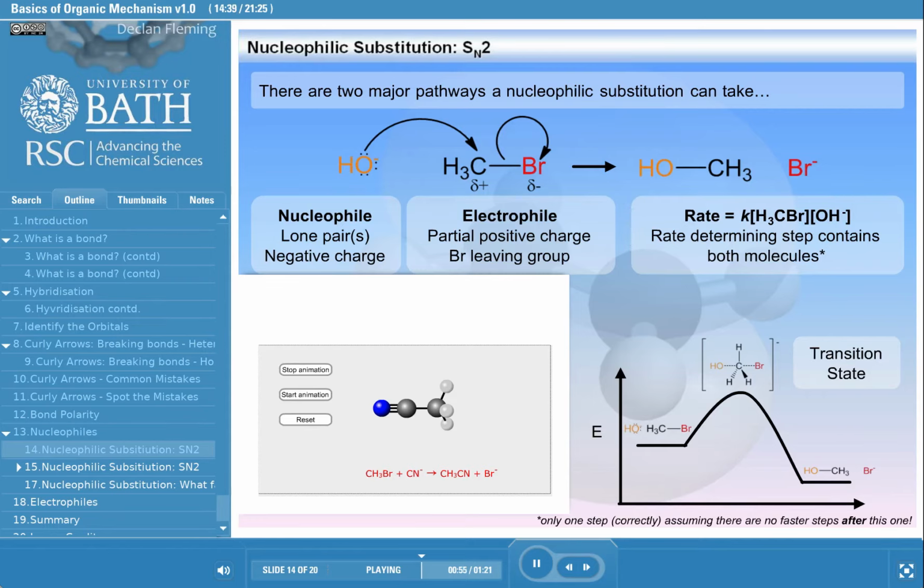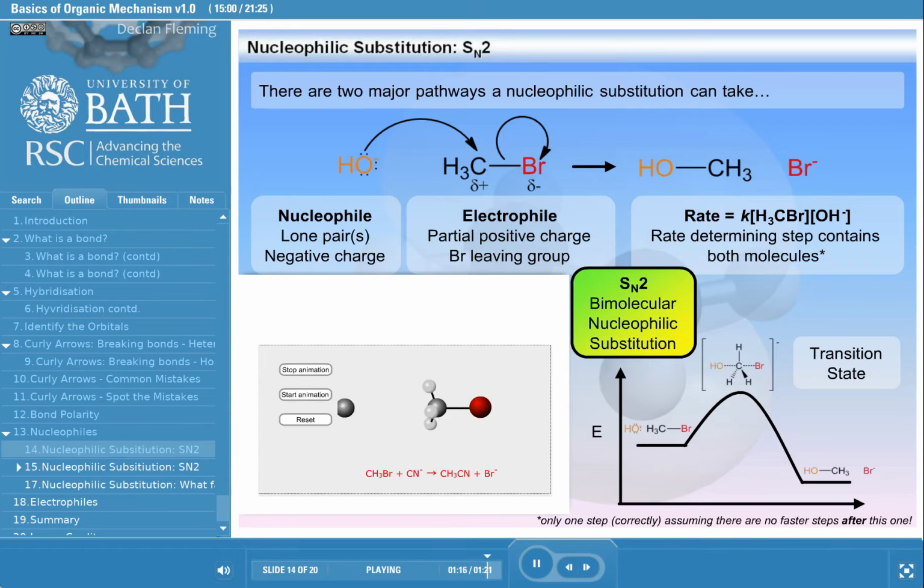Imagine the reaction profile as a hill and the chemicals as a ball. On the plateau to the left, our reactants will sit quite happily. If we input some energy, we can push our imaginary ball to the top of the hill, but once there, it will always slide off one side or the other. As two molecules are involved in the rate-determining step, we call this bimolecular nucleophilic substitution, or SN2 for short.